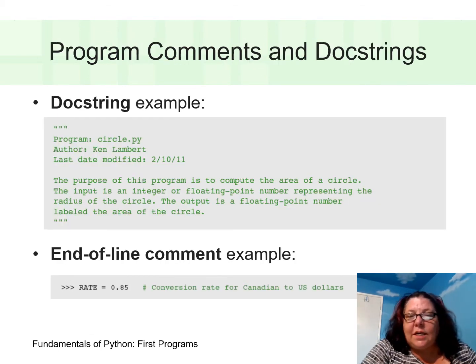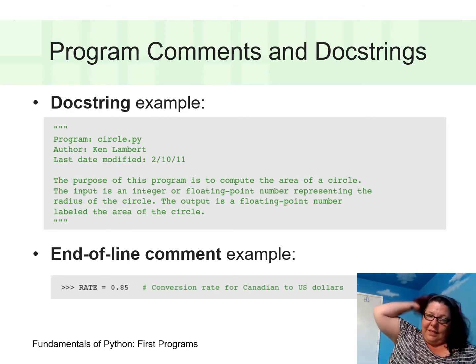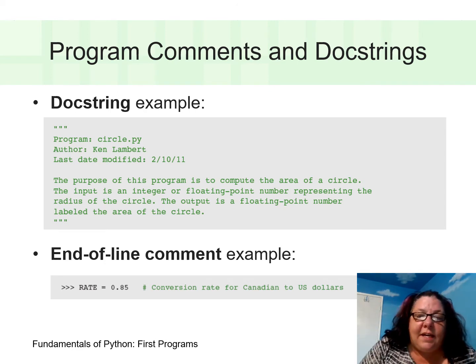Program comments and docstrings. So when we look at program comments and docstrings, this is a docstring example. A docstring goes 3 quotation marks at the top and bottom. It's an indicator of where you can find information that pertains to the program, such as the author, the name of the program, when it was last modified, and the purpose of the program. These end-of-line comment examples use 3 quotation marks in order to show what they do.